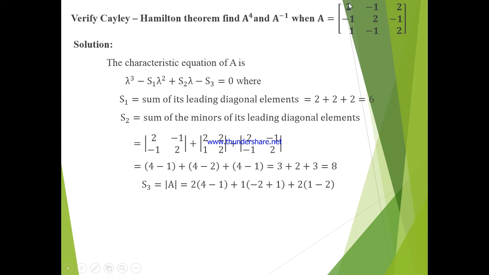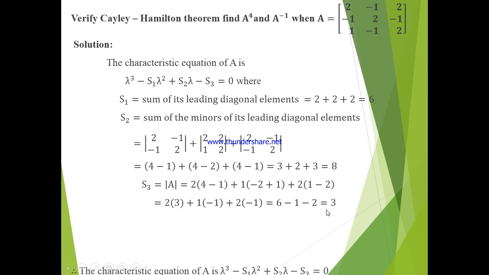The determinant of the given matrix is 2 into, removing the column and row, 2 into 2 minus 1 into minus 1, so 4 minus 1, minus 1 into, removing the column and row, minus 1 into 2 minus 2 minus 1 into minus 1, so plus 1. Plus 2 into, removing the column and row, minus 1 into minus 1 minus 2. After simplifying, 2 into 3 plus 1 into minus 1 plus 2 into minus 1, so 6 minus 1 minus 2 equals 3.